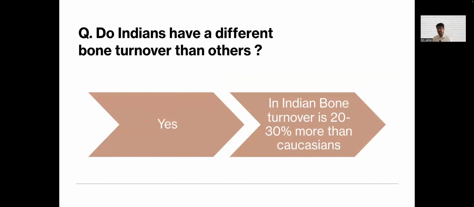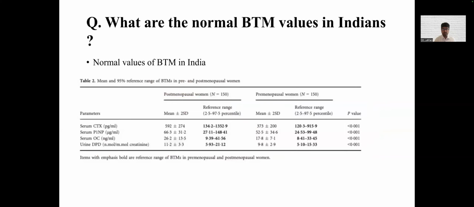Now, Indians tend to have different values for bone turnover markers, so our Indian values need to be considered when you're interpreting these results. In India, the bone turnover marker is about 20-30% more than in Caucasians. More is not good, actually. So that's a problem.